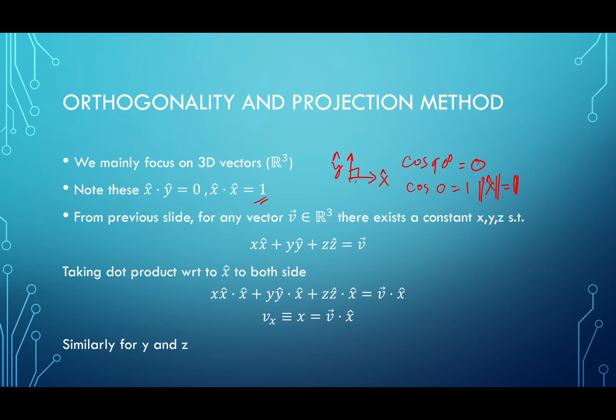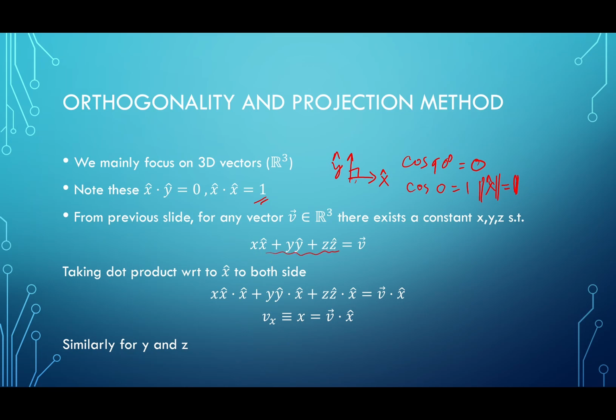So from the previous slide, for any vector v that is part of R cube, there will exist constants x, y, z such that x x-hat plus y y-hat plus z z-hat equals v, right? Because v lies in R cube and x hat, y hat, and z hat span R cube. And they are linearly independent, so we can uniquely represent v as this linear combination of vectors.